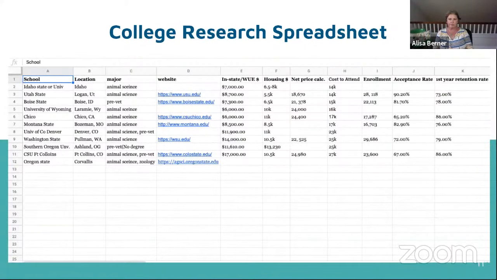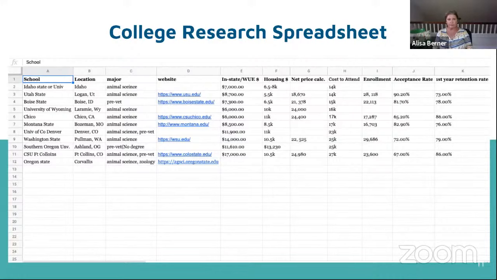So here's a sample of a spreadsheet I mentioned earlier. This happens to be one that my daughter and I developed together. So looking at the schools, the location, the major, the website, what their in-state tuition is, or if they offer the WUE, which is the Western Undergraduate Exchange Program, where states on the West Coast outside of California offer scholarship opportunities for students from California.